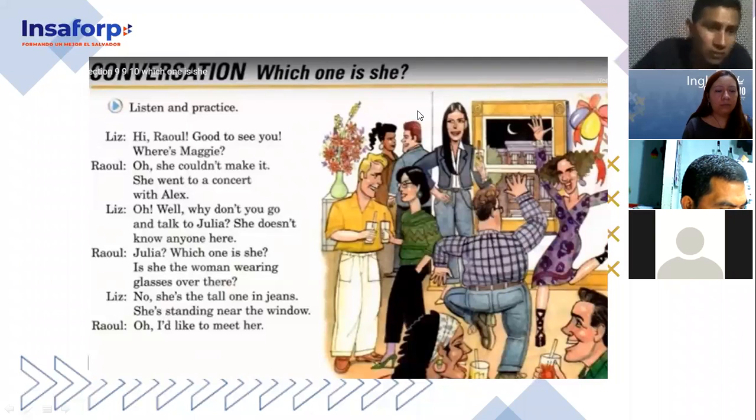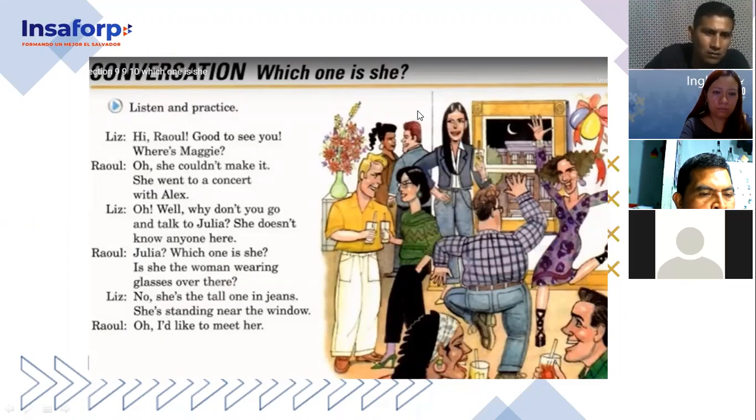Okay. Hi, Raul. Good to see you. Where is Maggie? Oh, she couldn't make it. She went to a concert with Alex. Oh, well, why don't you go and talk to Julia? She doesn't know anyone here. Julia, which one is she? Is she the woman wearing glasses over there? No, she's the tall one in jeans. She's standing near the window. Oh, I'd like to meet her. Okay. Perfect. Thank you to both.